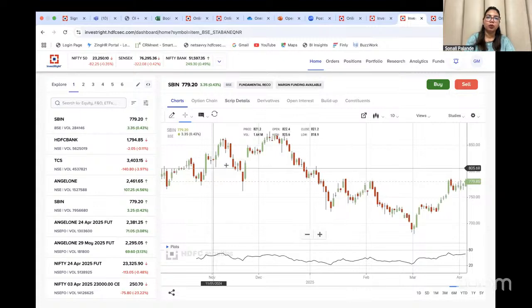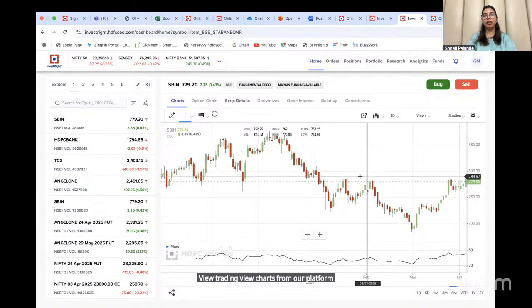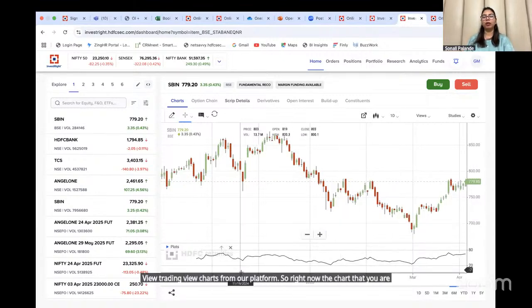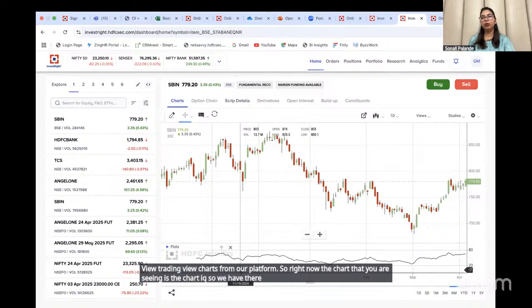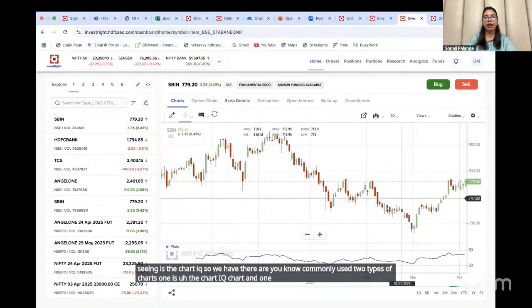Okay. So the next question is, how can we view TradingView charts from our platform? So right now the chart that you're seeing is the ChartIQ. There are commonly used two types of charts. One is the ChartIQ chart, and one is the TradingView chart. So currently we have the ChartIQ chart.